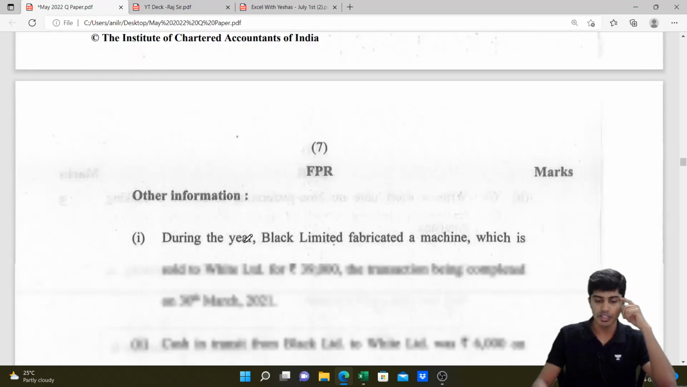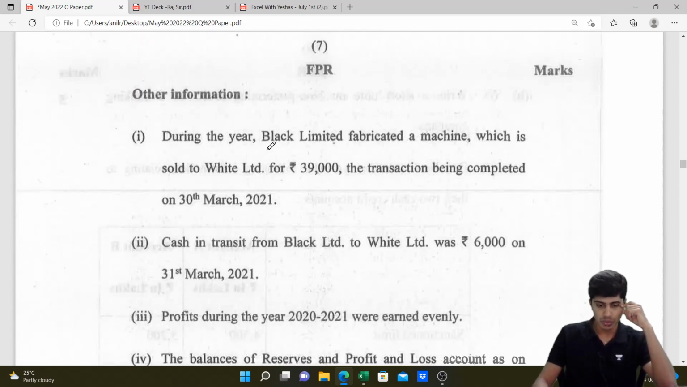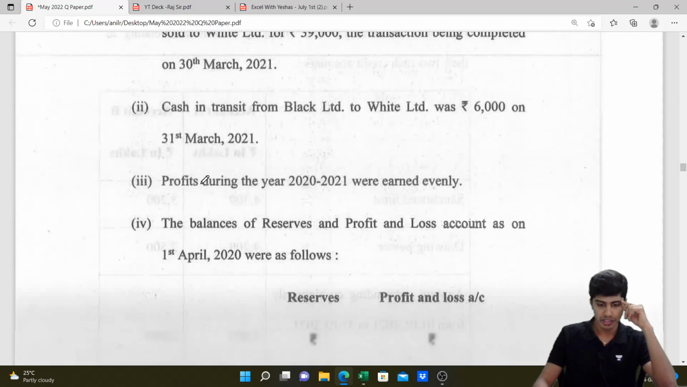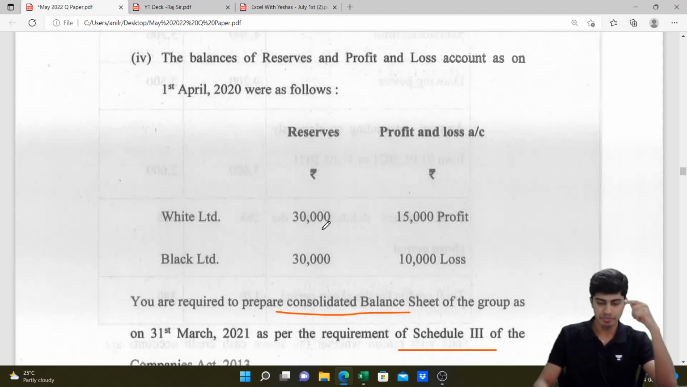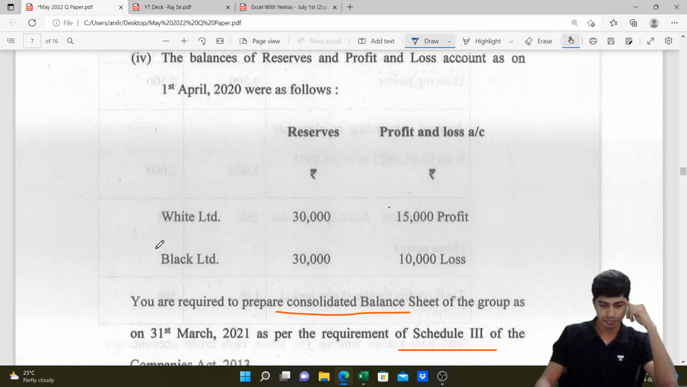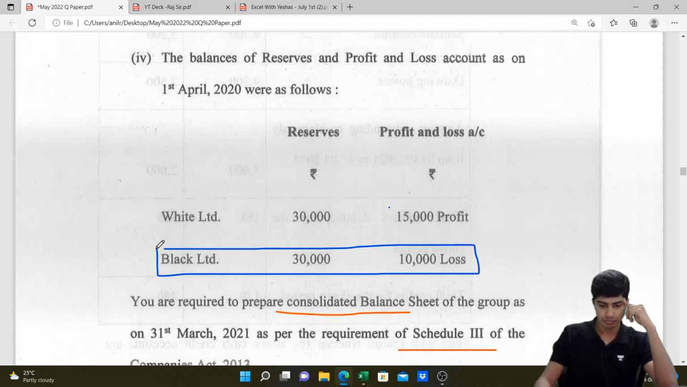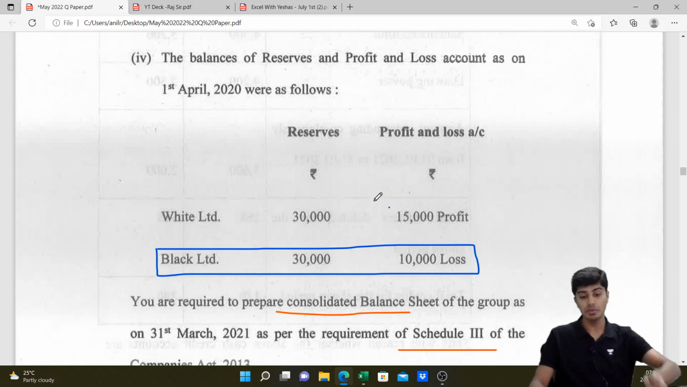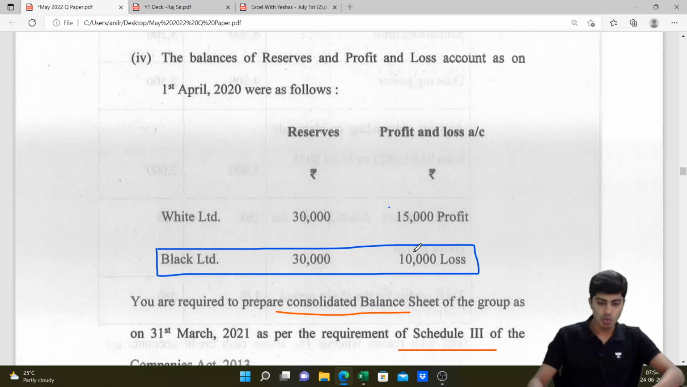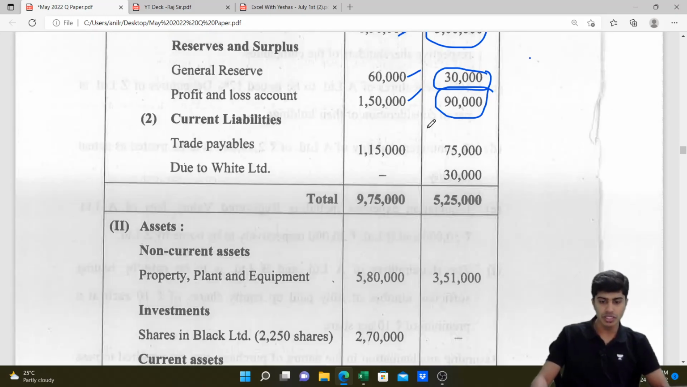Let us understand how much is pre and how much is post in this. The balance of reserves and profit and loss account as on 1st of April was as follows. We want it for Black Limited. Black Limited reserves were 30,000, and P&L was a 10,000 loss on the date of acquisition. On the closing date it is 30 and 90.